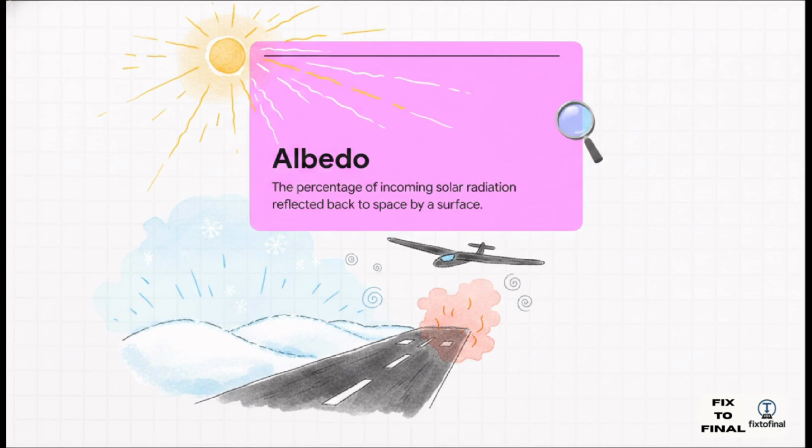It's basically just a measure of how reflective something is. So, a surface with a high albedo, like fresh white snow, reflects almost all the sunlight that hits it and stays cool. But a surface with a low albedo, like a dark asphalt runway, soaks up that energy like a sponge and gets incredibly hot. This is a huge deal for pilots because it's what creates those thermals we were talking about.